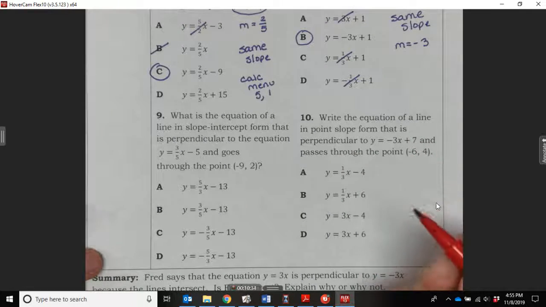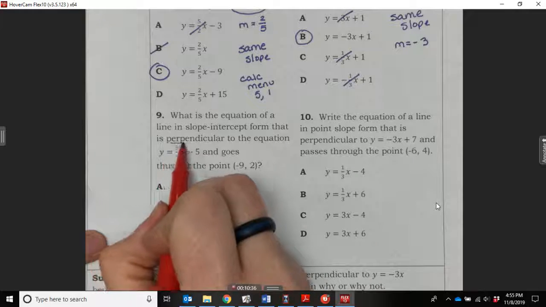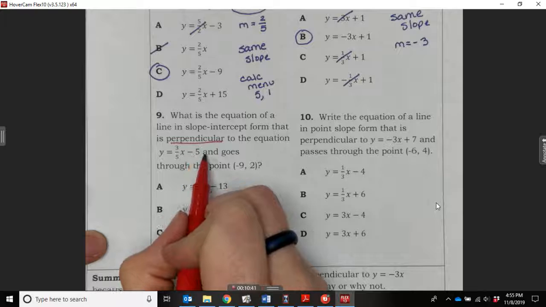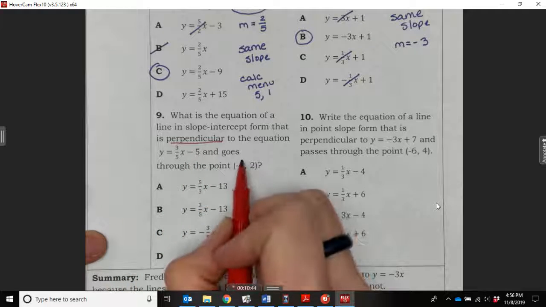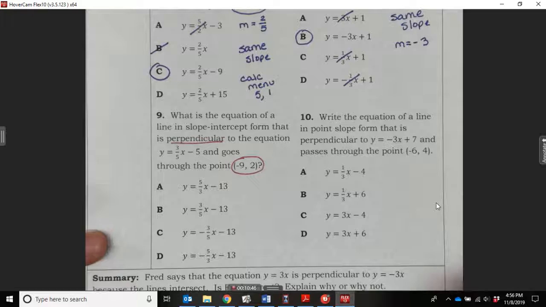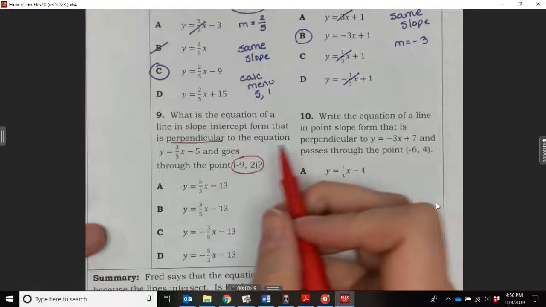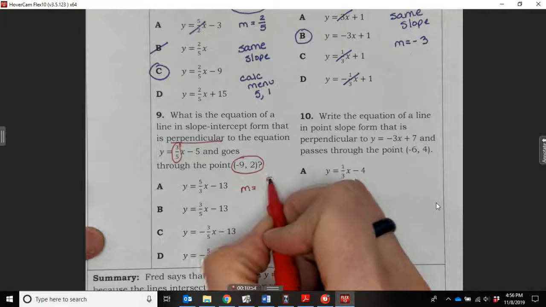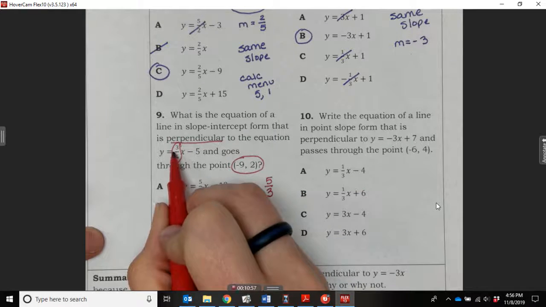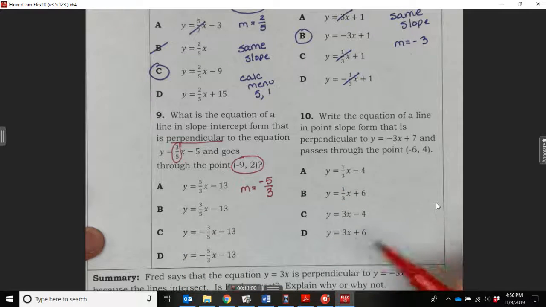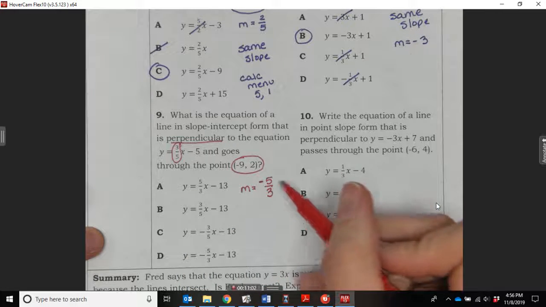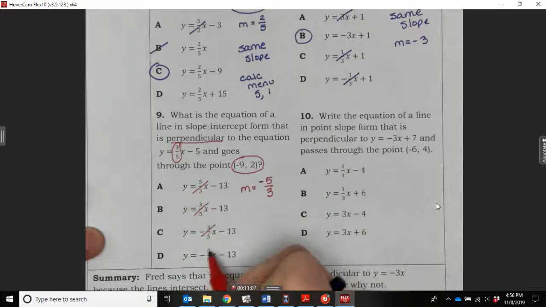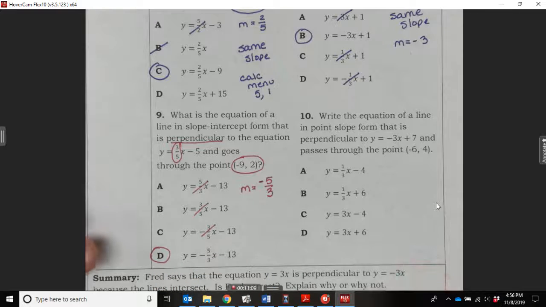Number 9. What is the equation of a line in slope-intercept form that is perpendicular to the equation y equals 3/5 x minus 5 and goes through the point negative 9, 2? So perpendicular means I take my slope and I flip it upside down and I change the sign. So it was positive, now it's negative. So I'm looking for a line that has negative 5 over 3. That pretty much eliminates everything else. So the answer is D.